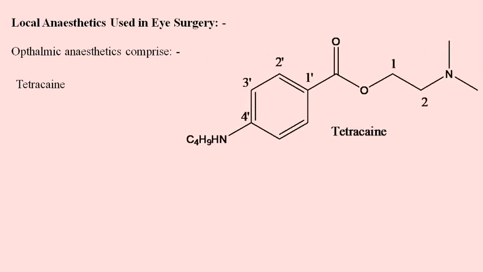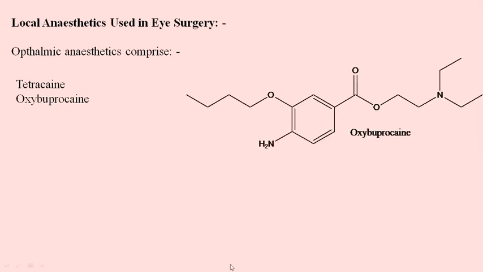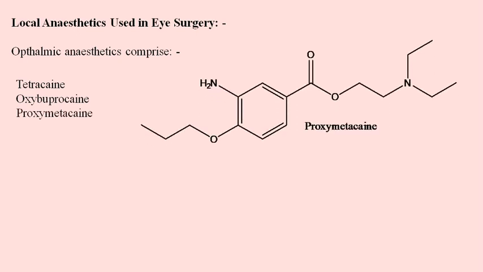Ophthalmic anesthetic comprises the following drugs: tetracaine, which is an ester series; oxybuprocaine, which is also ester series, which consists here of a butoxy group and here an amine. Proximetacaine is also ester series, just the opposite of oxybuprocaine in its structure. In oxybuprocaine, the amino group was at the 4th position.